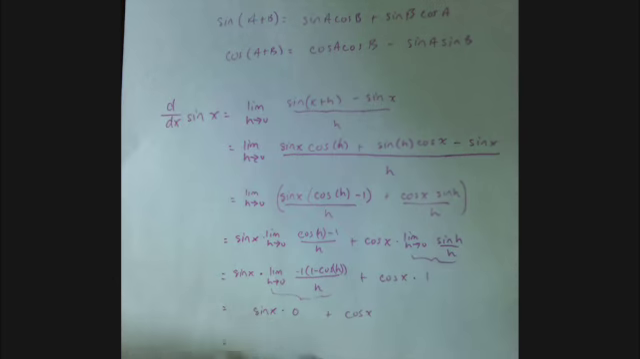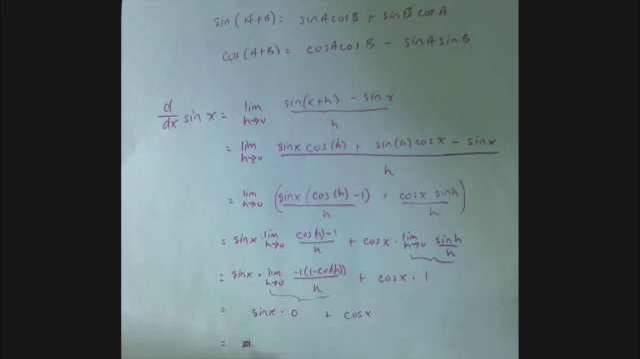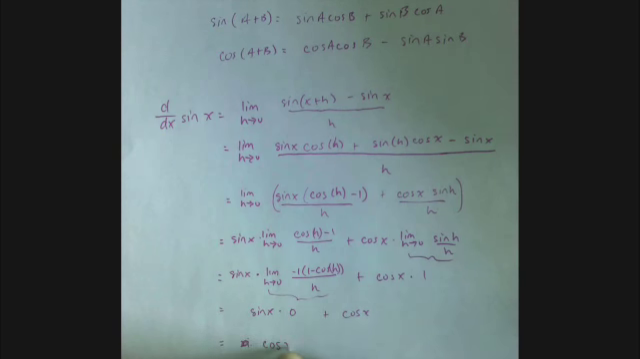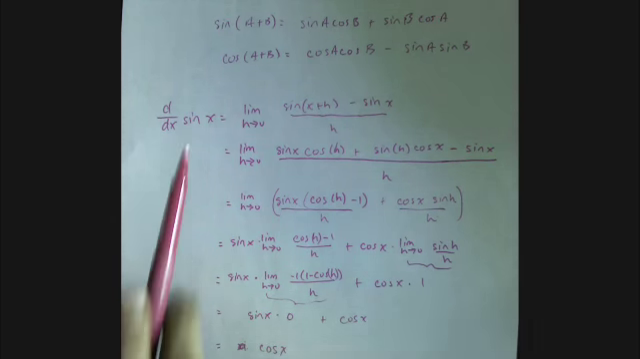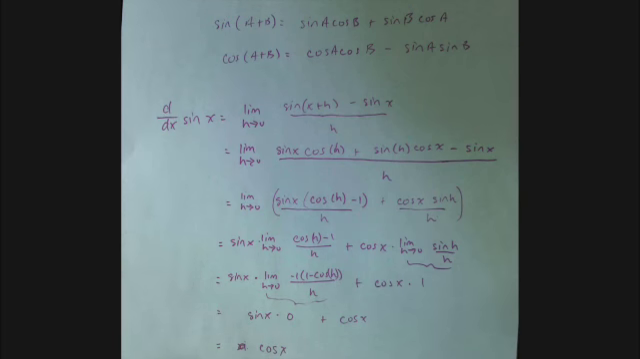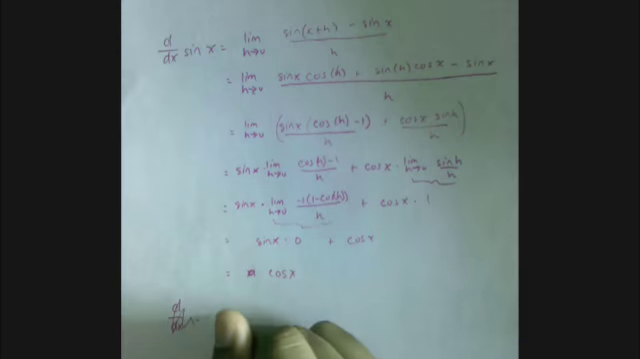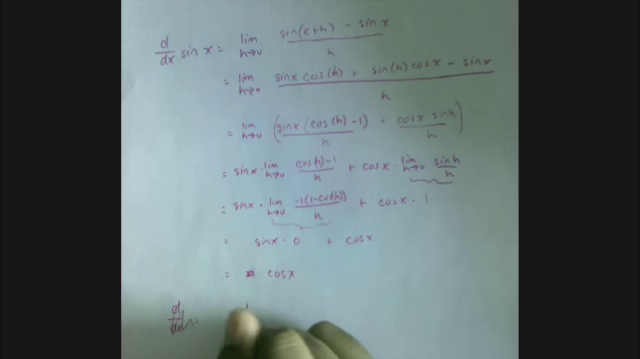And the moral of this story is the derivative of sine x is equal to cosine x. And I no longer have to ever use a limit definition to show that. I can now automatically say that the derivative of sine of x is equal to cosine x.